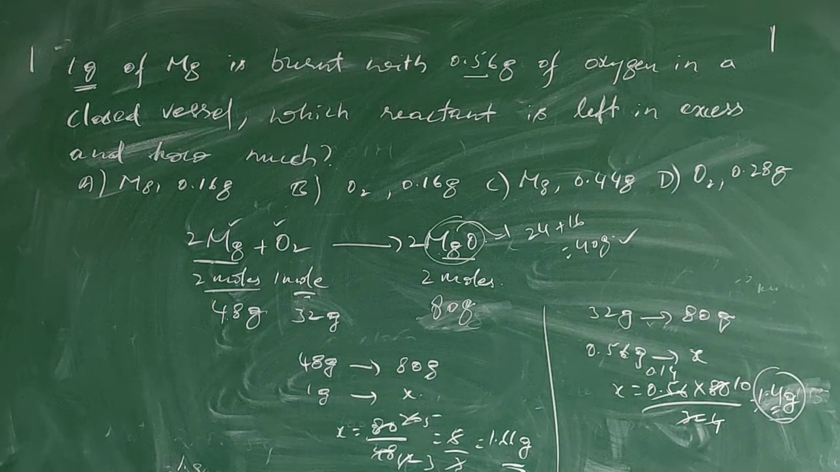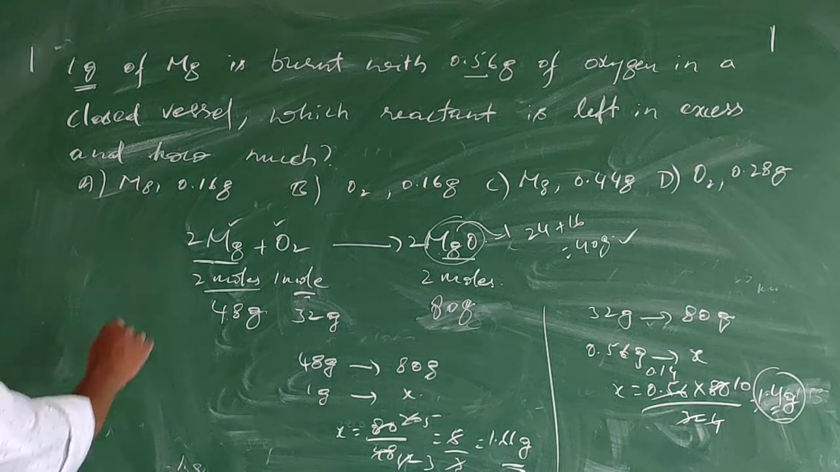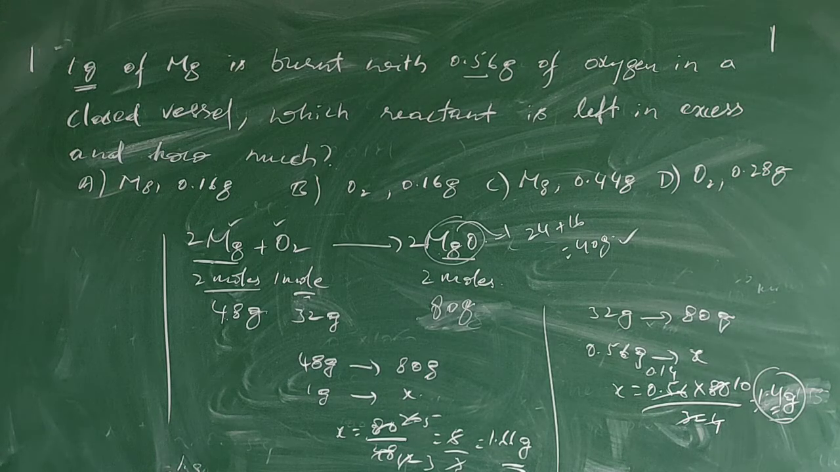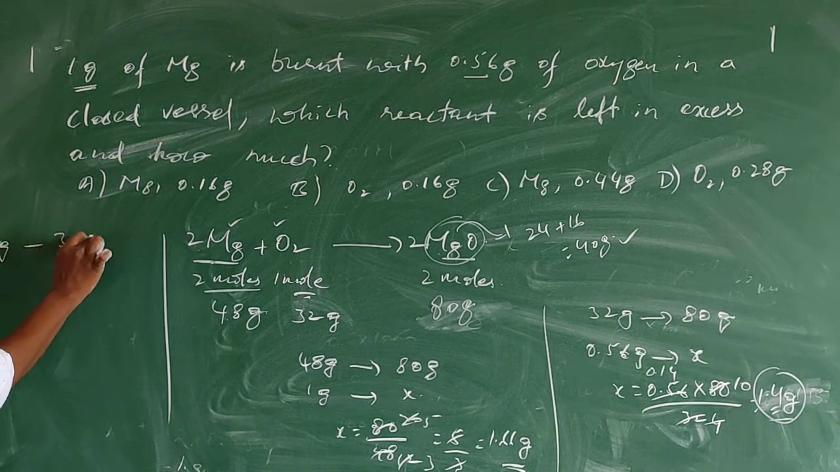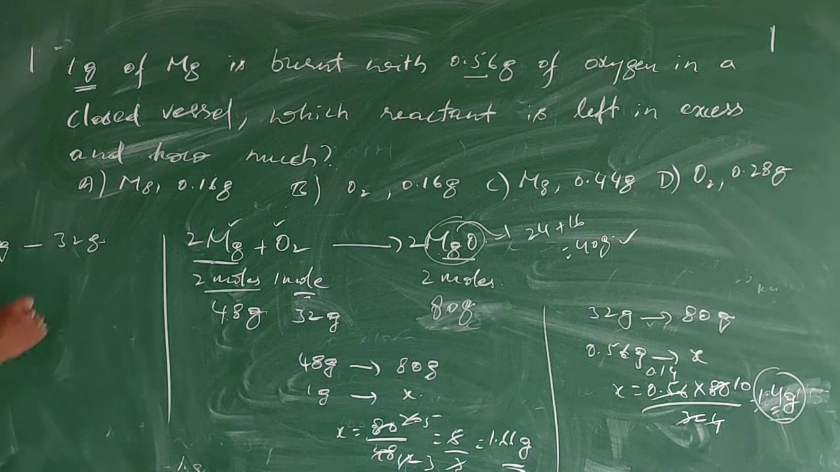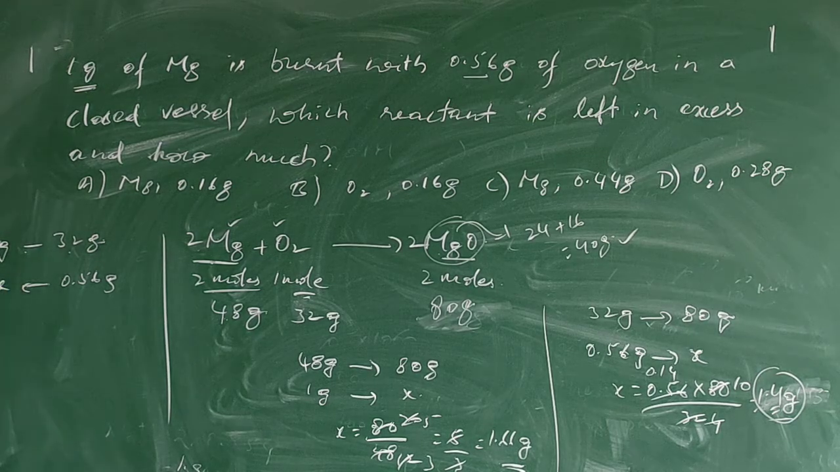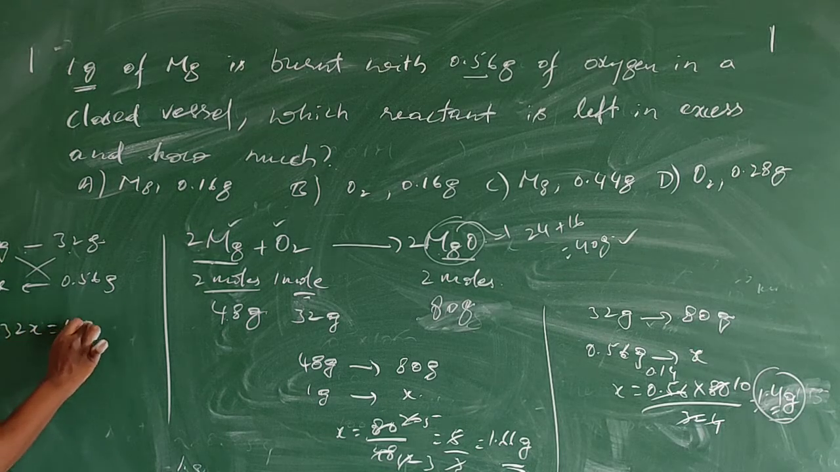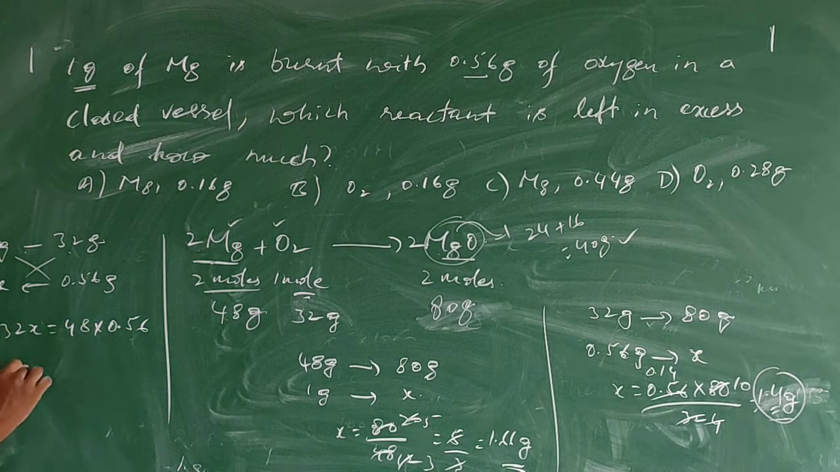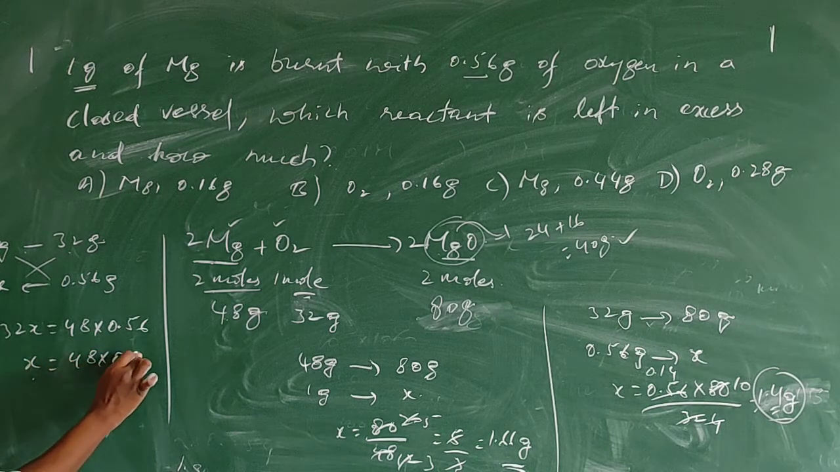Okay. Now let us see. Now if you see, 48 grams of magnesium is reacting with 32 grams of oxygen. 32 grams requires 48 grams of magnesium. Then 0.56 grams requires how much amount of magnesium? Let us think these are x. Now cross multiplication: when you cross multiply, 32x is equal to 48 into 0.56. x will be equal to 48 into 0.56 by 32.